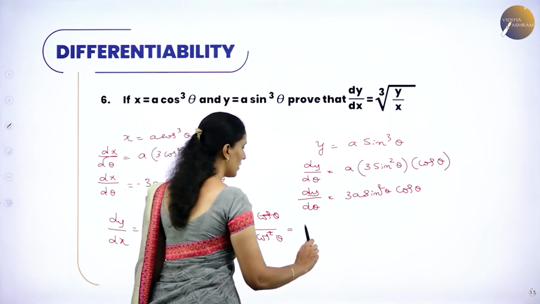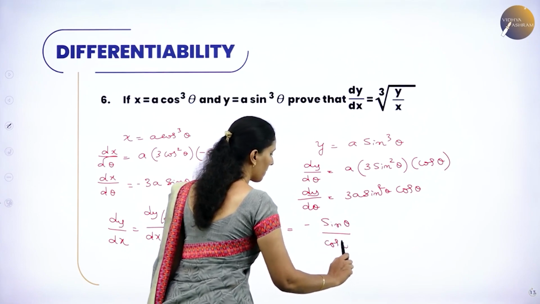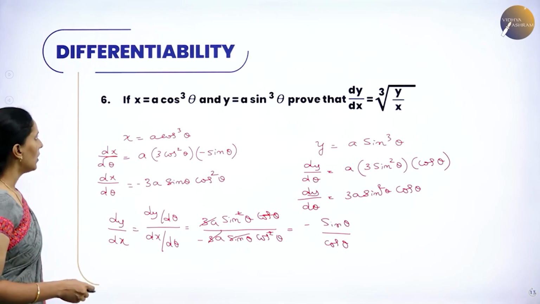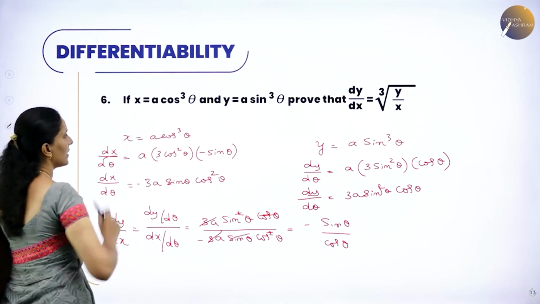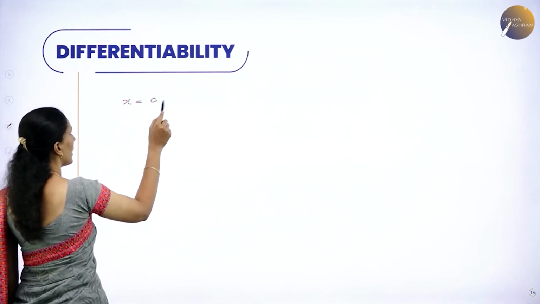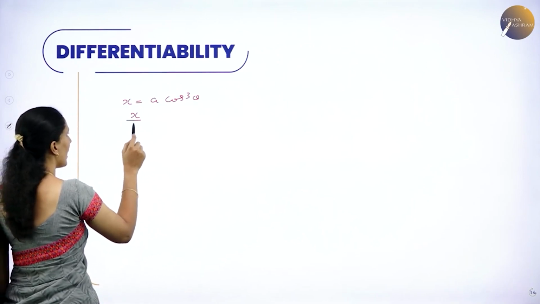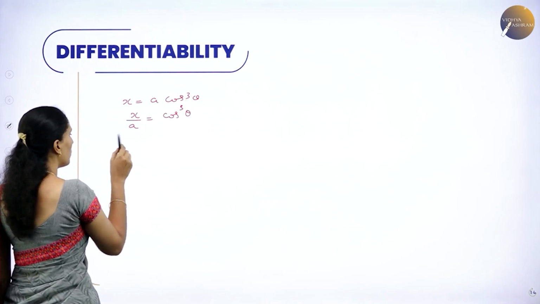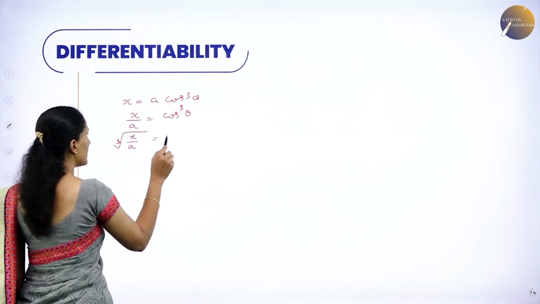So we are left with minus sin theta divided by cos theta. Now I need dy by dx in the form of y by x. Look here, we have x is equal to a cos cube theta. So what is cos theta here? x is equal to a cos cube theta means, if you shift a here, x by a is equal to cos cube theta. Now take cube root on both sides, then cube root of x by a is equal to cos theta.